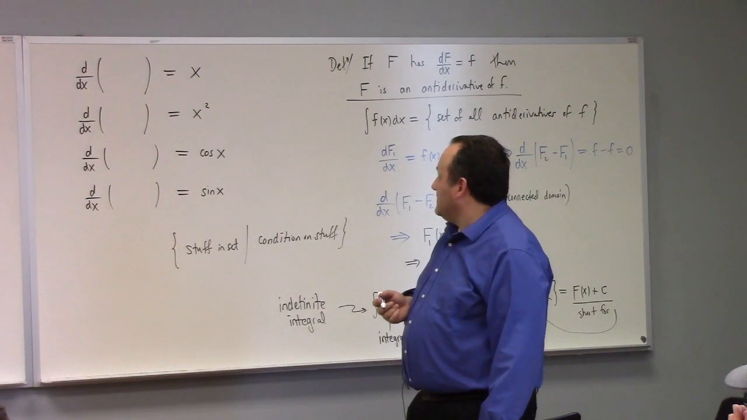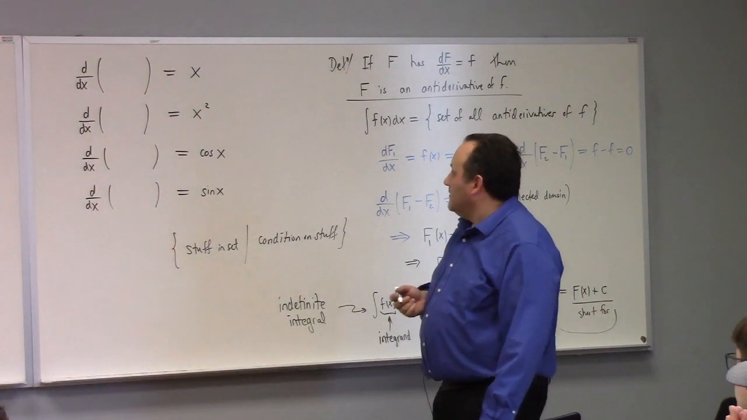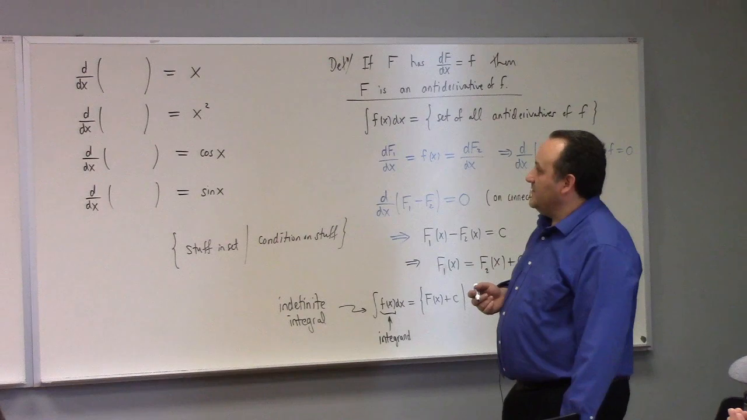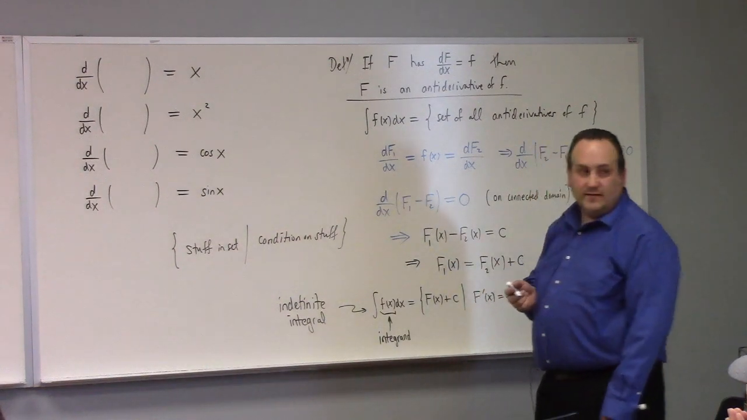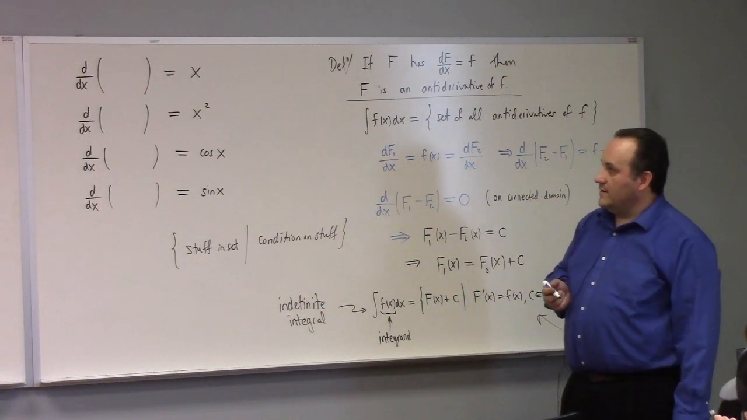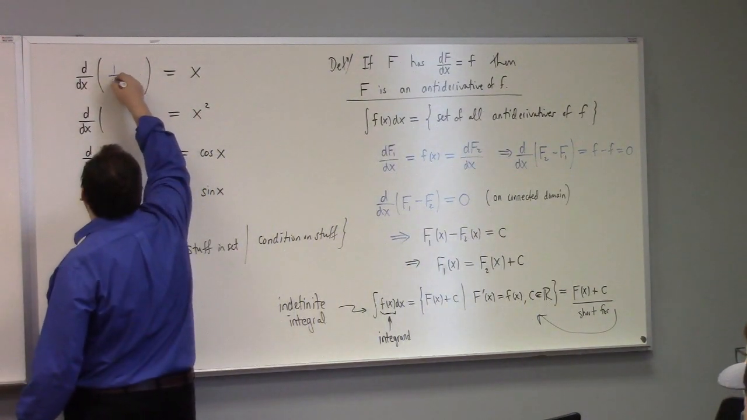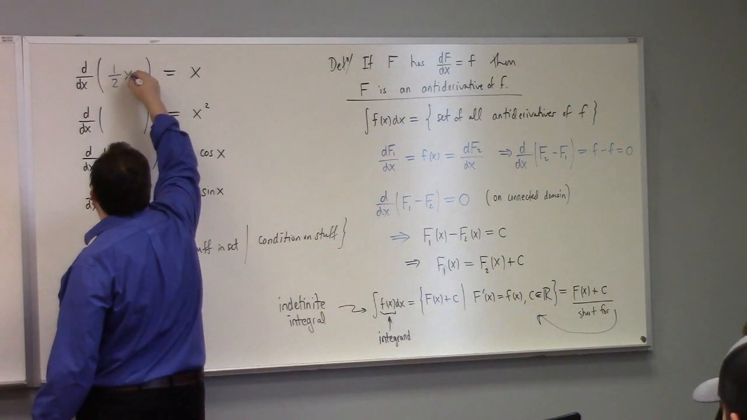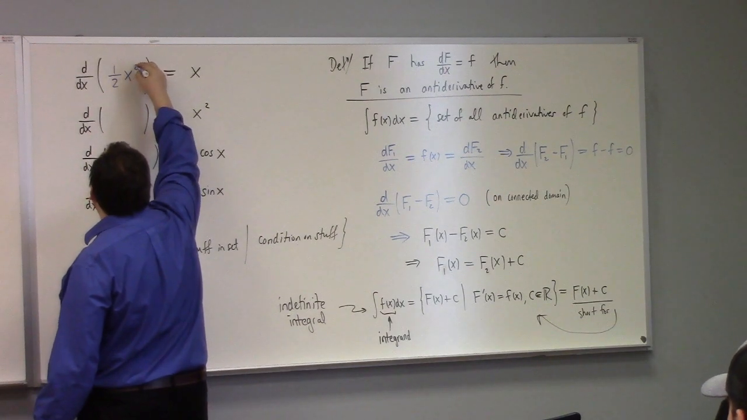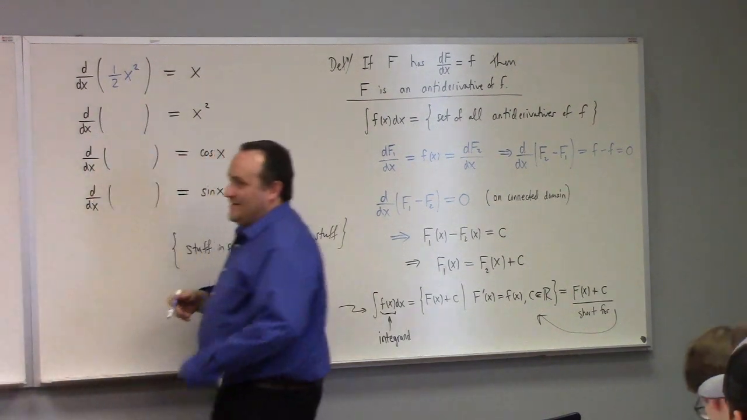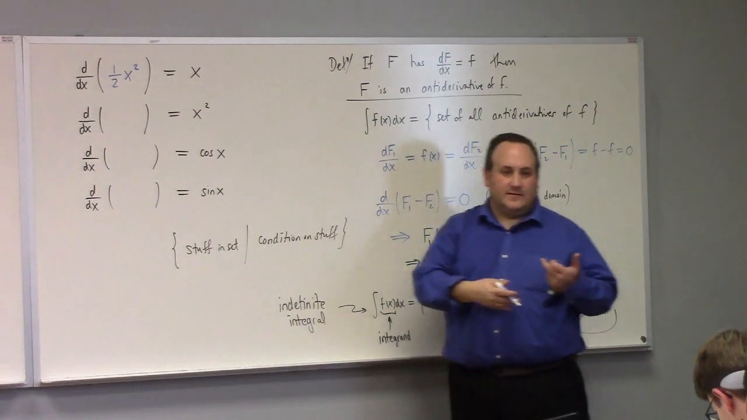X plus a constant. X times a constant. Nope, because x times a constant differentiates to a constant, right? 1/2 x squared. I will take your c and put it in later. So let's just say 1/2 x squared. That's the simplest. But you're right.